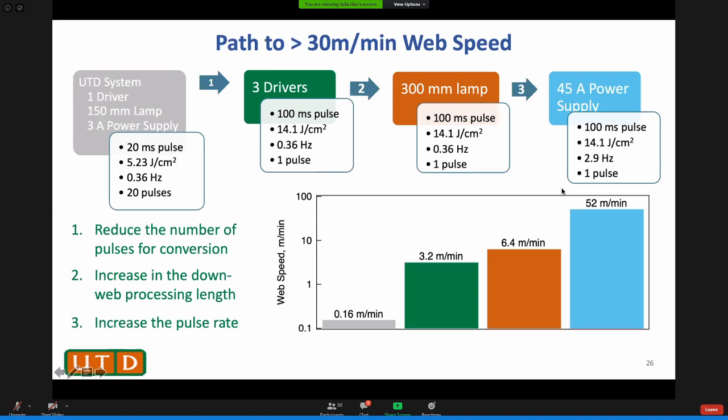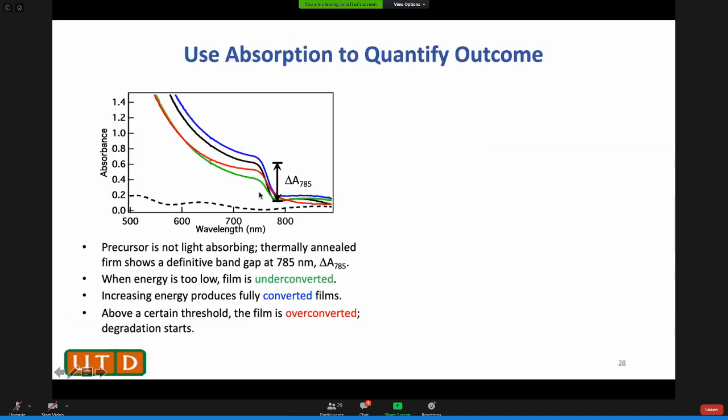If we give it too little energy, this step is very weak, so that's underconverted. If we give it enough energy, it becomes converted. However, halide perovskite is very fragile. If you give it too much energy, it starts to degrade, and that's the red curve, which we call overconverted. So Weijie plotted radiant energy against pulse lengths. They map out where in the processing space we can convert the film or underconvert it.